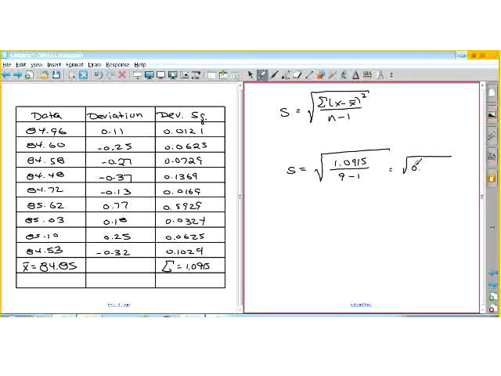So we get the square root of 0.1364. And the square root of that is 0.369. Okay, so we'll stop on that one and continue on with the new video.